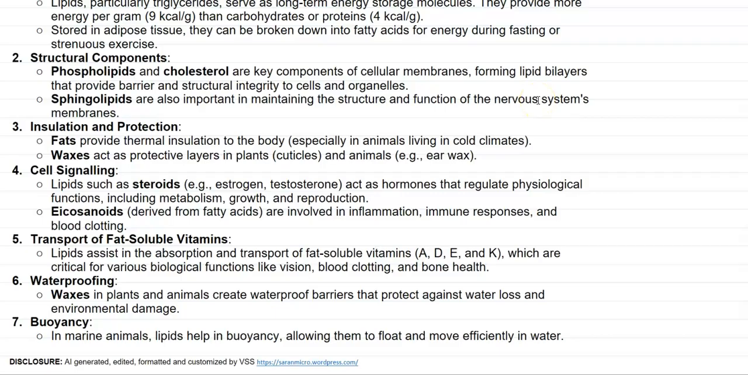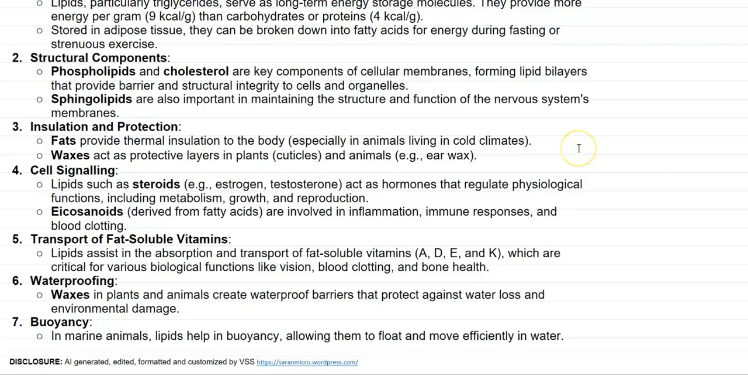The next point is related to insulation and protection. A form of lipid called fat can provide thermal insulation to the body, especially in animals living in cold climates. Another form of lipid called waxes can act as a protective layer in plants, mainly in the form of cuticle formation, and these waxes can also be deposited in animals in structures such as the ear, as earwax.